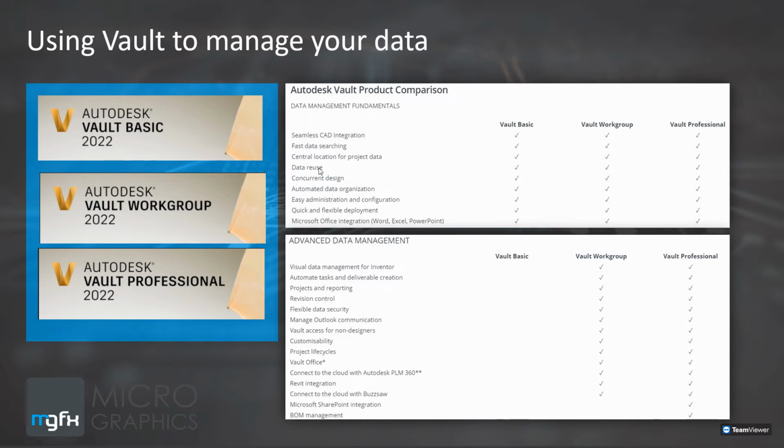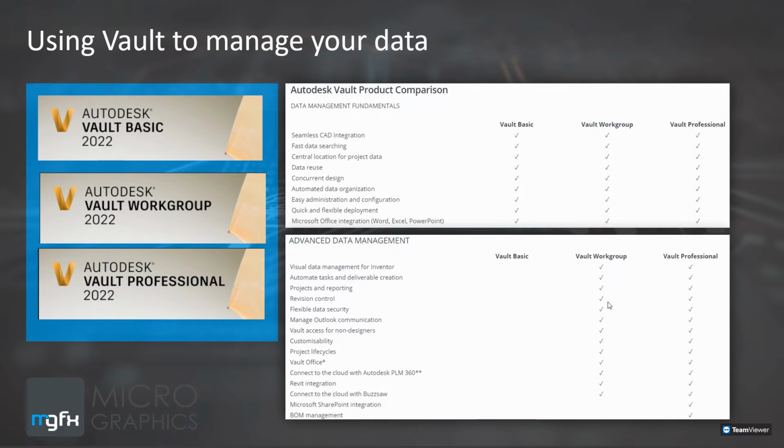Data reuse is simply being able to have a design on your Vault and being able to copy it without having to go through the extra hoops of using a file export or a file pack and go sort of workflow. You can simply use the copy design feature and it will allow you to rename and reuse designs that you already have in the Vault.